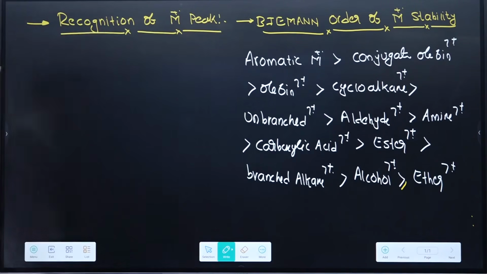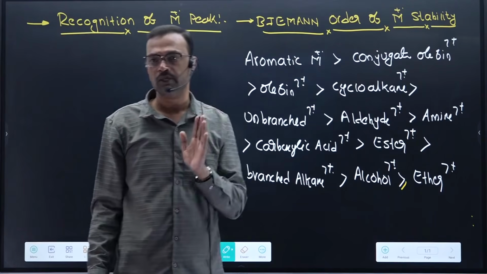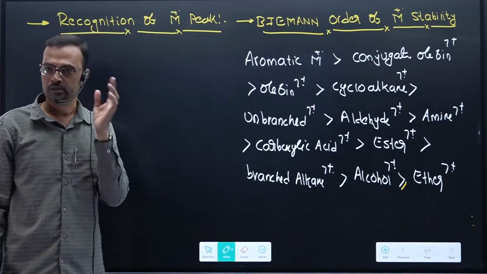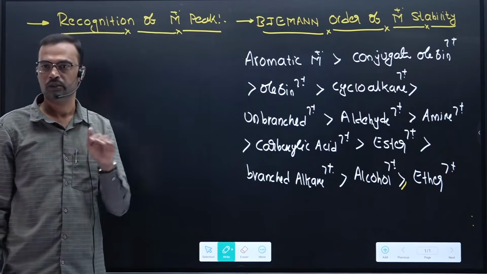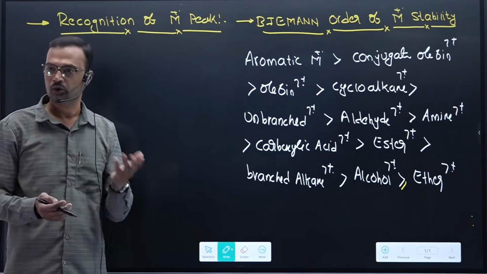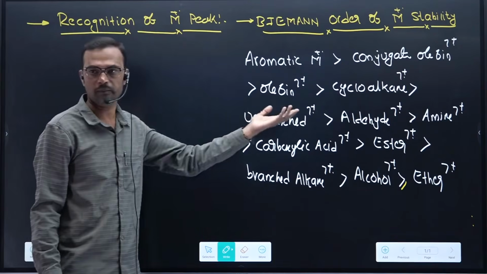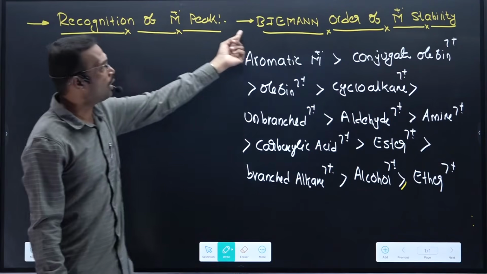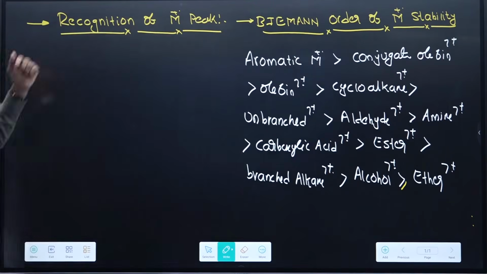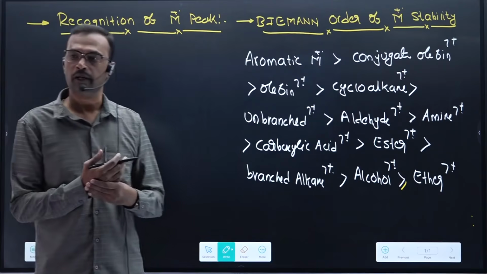Up to now, what did we learn? What is a molecular ion? How to generate a molecular ion? What is the stability of a molecular ion? Variable factors I explained for generating a stable molecular ion. First one is what? Open chain, then branched chain, then followed by rings, then conjugated, then unsaturated functional groups, then aromatic and rings, etc. After that I gave the Beynon order of molecular ion stability. Then what is this? Recognition of the molecular ion peak. So what is the molecular ion peak?